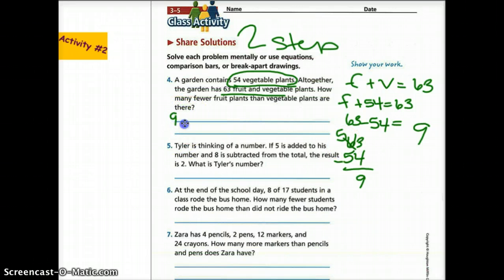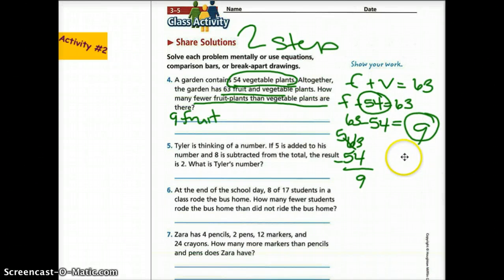Okay, there's 9 fruit. But the question is not how many fruit plants there are. The question is how many fewer fruit plants than vegetable plants are there. So I'm comparing 54 and 9. So I subtract 54 minus 9. Again, I need to borrow. 14 minus 9 is 5. And 4 minus 0 is 4. So there are 45 fewer fruit plants.